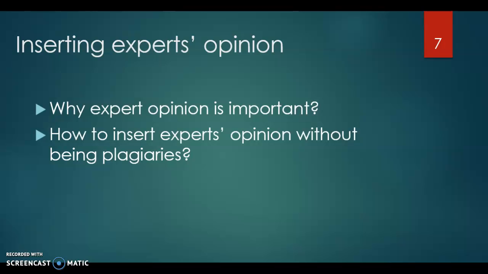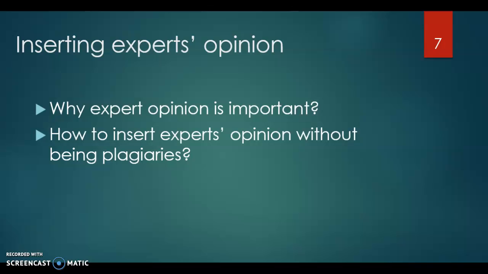So, why is expert opinion important? Yeah, because you need another point of view. You need to justify the ideas, your suggestions. You need to justify the problem by stating expert opinion, an expert's or another person's opinion. So probably that person has done the same or similar research, but in different places. You can use that statement or opinion to support your research.